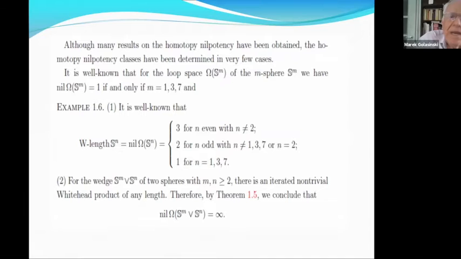So many results on homotopy nilpotency have been obtained, but homotopy nilpotency class has been determined in very few cases. So let's start from a well-known space, namely the sphere. It's well known that if you take the loop space on the M-sphere, then the nilpotency of the loop space on the sphere is 1 if and only if M is equal to 1, 3, 7.